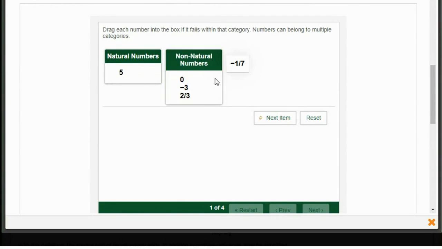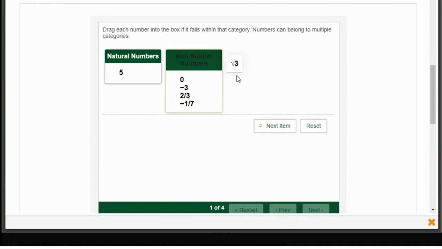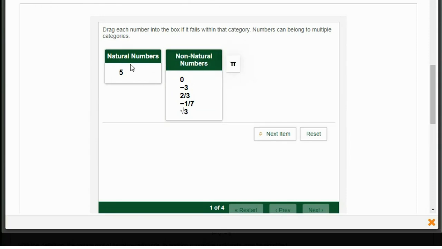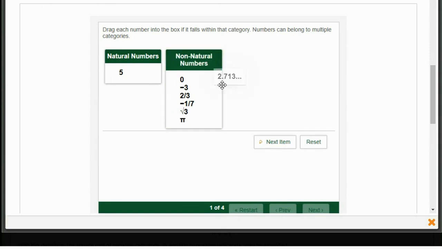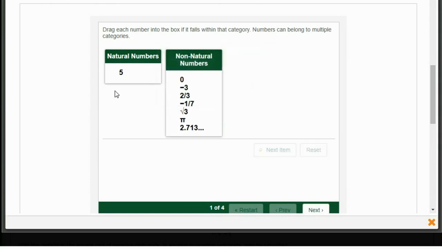We do not have -1/7 of a sheep. We do not have the square root of 3 of a sheep. So that's how natural numbers are. I just think, can I count that? We don't have pi number of sheep. We do not have 2.713. 5 was the only natural.